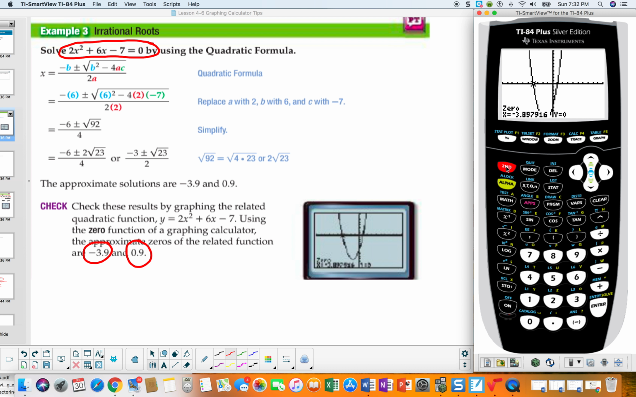Let's do it again. Second calc. We're going to press 2, and we're now going to try to find this 0. So I'm going to go to the left-hand side of the root. Those are x's that are less than the actual root. Enter. Then I'm going to go to the right-hand side, which are the x's on the right-hand side. Enter. I'm going to get close to my guess. Enter. And I'm going to get this decimal, which when I round to the tenths place is going to be 0.9.